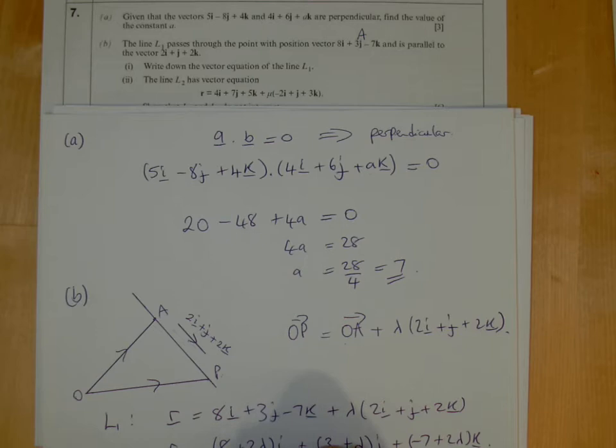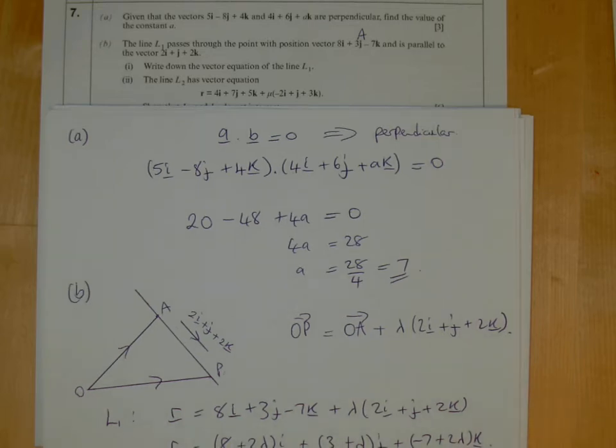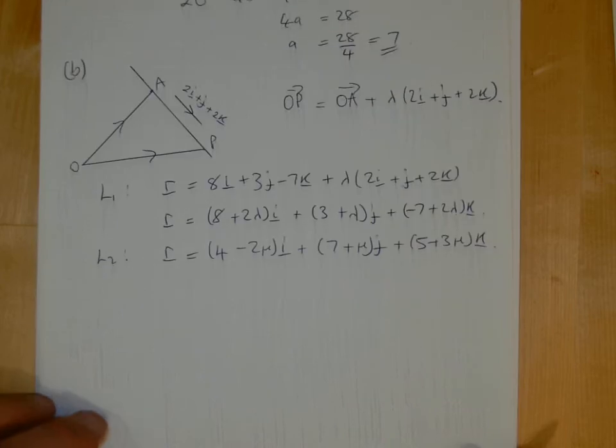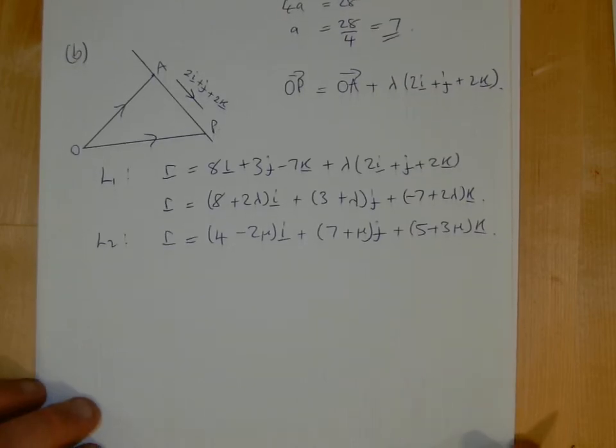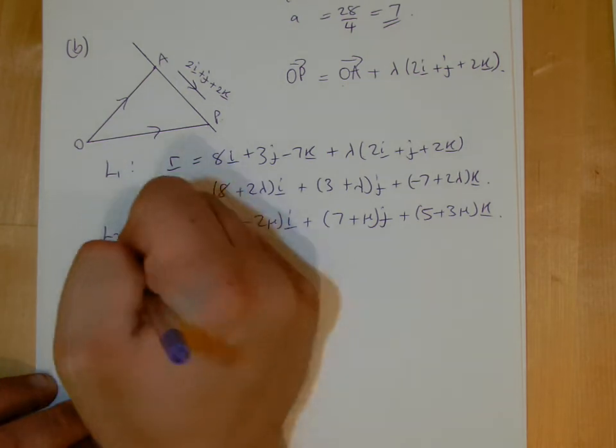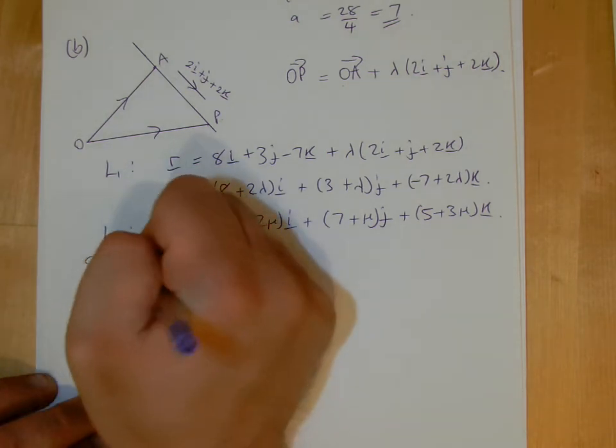So I've got 4 minus 2 mu i, and then I've got 7 plus mu j, and then I've got 5 plus 3 mu k. Okay, so that's what I've got there. Alright, so if I push that back up, then there's my two lines, and we've got to show that they do not intersect.